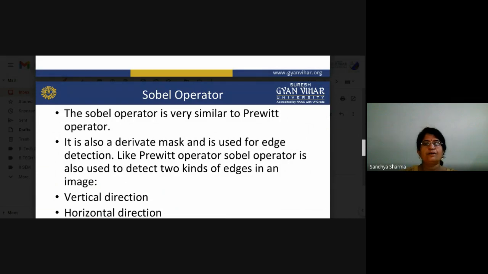Now there is the Sobel operator. The Sobel operator is very similar to the Prewitt operator. It is also a derivative mask and used for edge detection. Like the Prewitt operator, the Sobel operator is also used to detect two kinds of edges, in the vertical direction and the horizontal direction. So it also works in both directions.